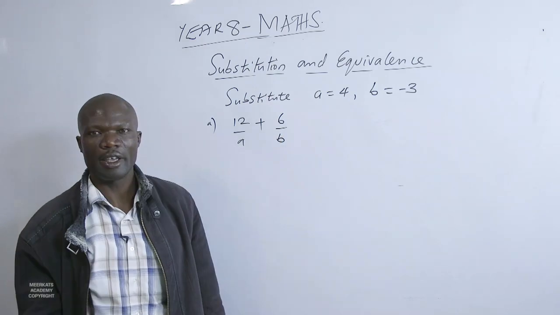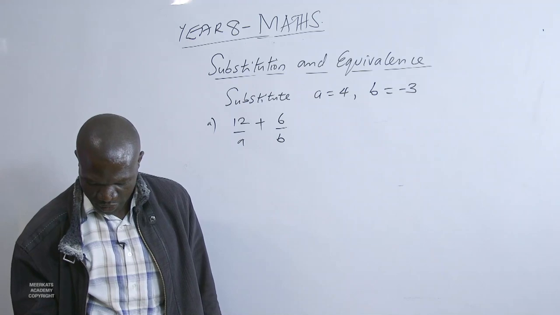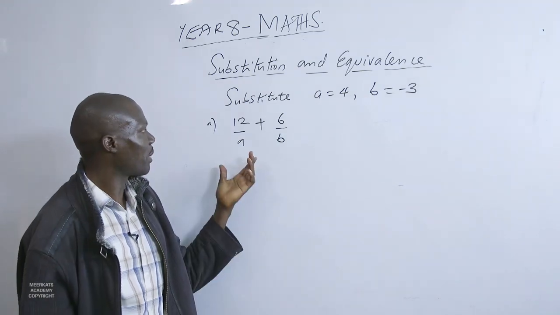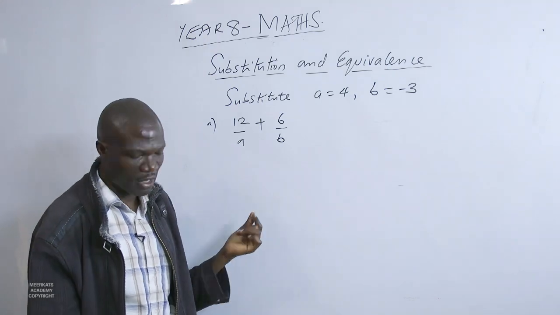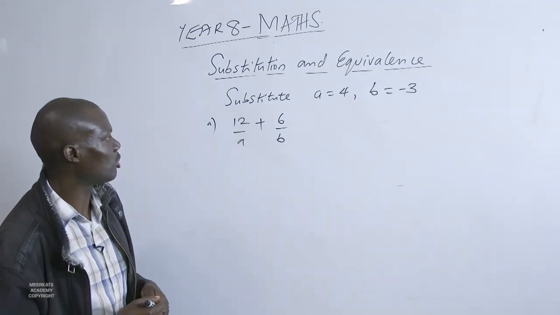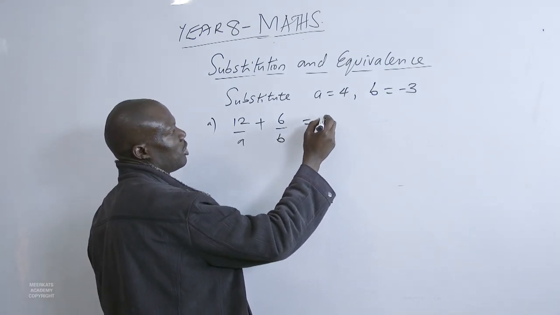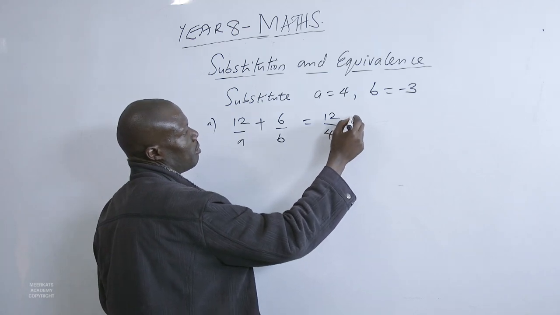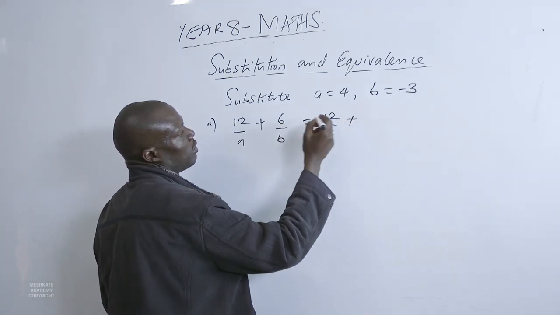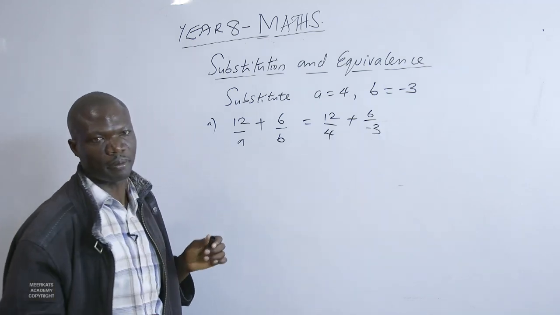Substitute a is 4, b is minus 3 in 12 over a plus 6 over b. That is what we have. So we shall move ahead and start our substitution. This will be 12 over a, and a is 4, plus 6 over b, and b is minus 3.